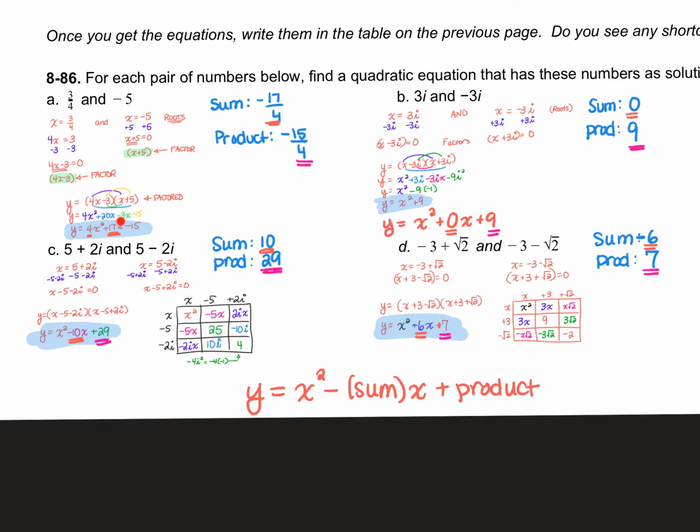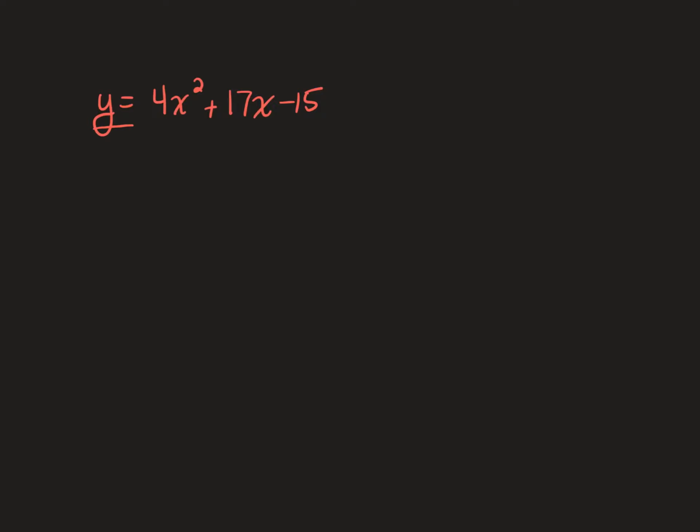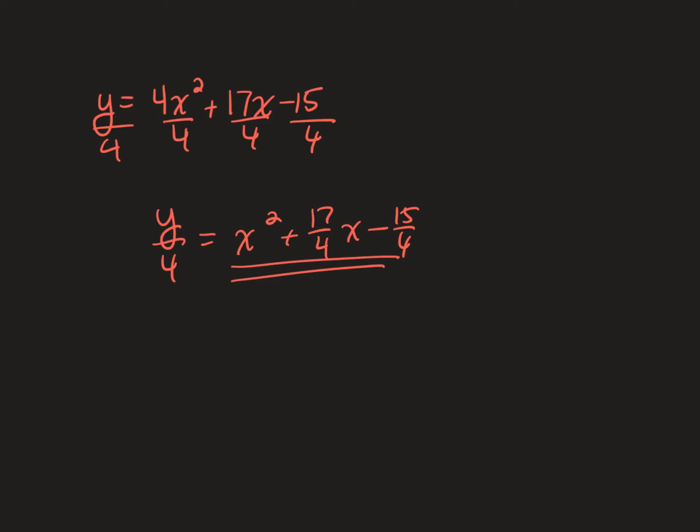So you can think about it this way, but here's the problem. You end up with something like this. It's not quite right. And that's because in order for this to work, you have to have a 1 as your coefficient for x squared. So if we divided everything here by 4, you're going to get y over 4 equals x squared plus 17 over 4x minus 15/4. You know that this would be a function that would have the same roots as the original function, because all we did was stretch it, which doesn't change the roots.